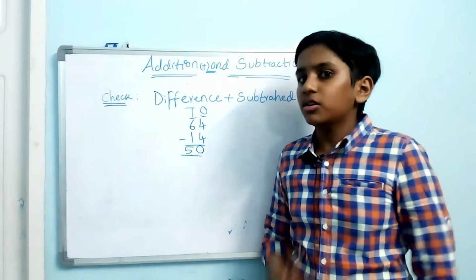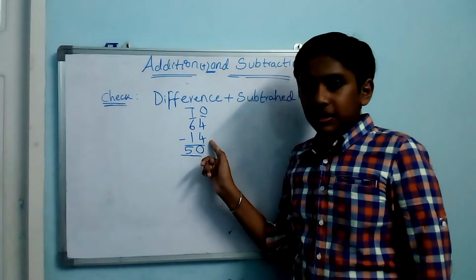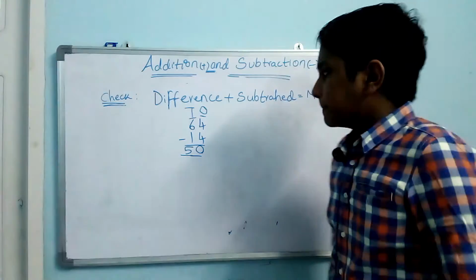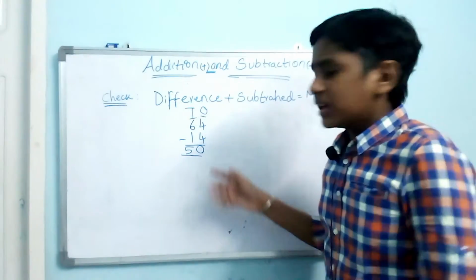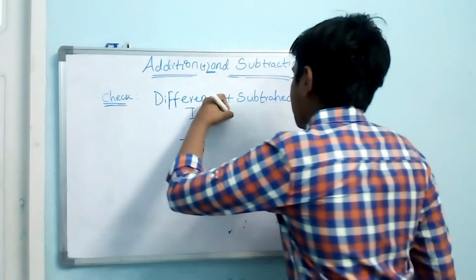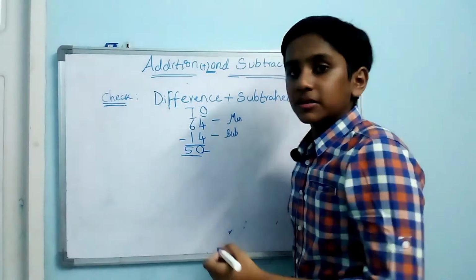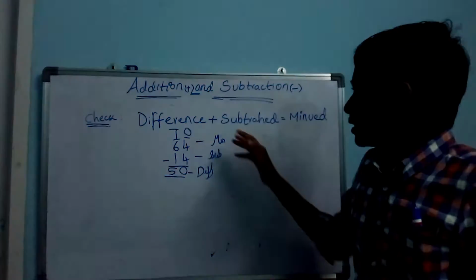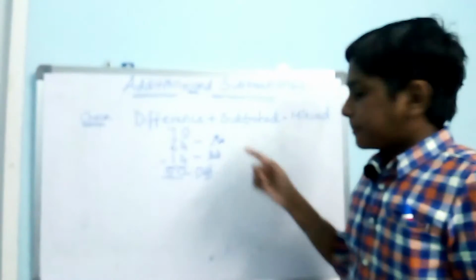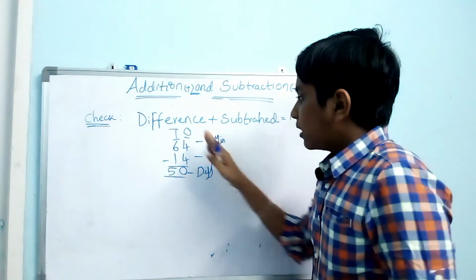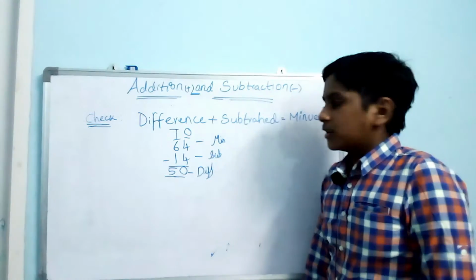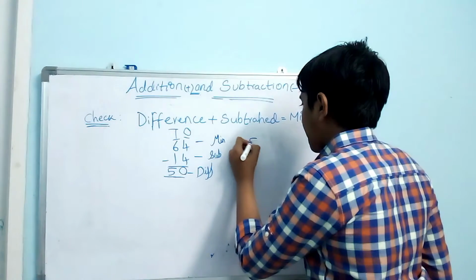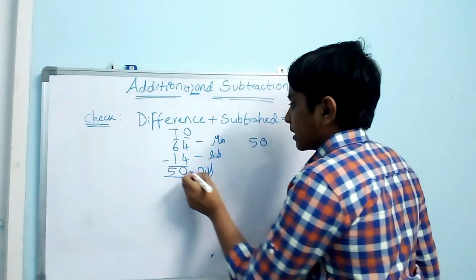But my friends, I am not sure if my subtraction is correct or my difference is correct. Let's check. So my friends, here 64 is the minuend, 50 is the difference. Now my friends, to check, we have to add difference and subtrahend. I have labeled difference, minuend and subtrahend. Let's take the difference, that is 50, plus subtrahend, that is 14.